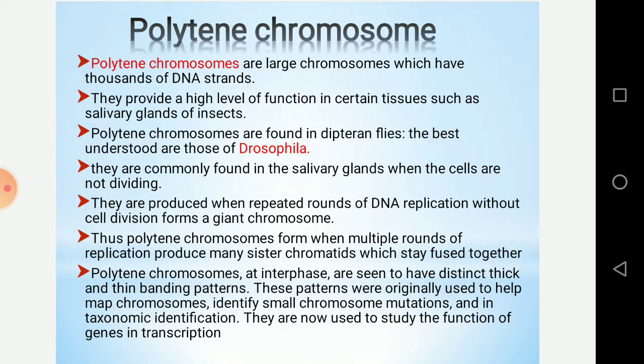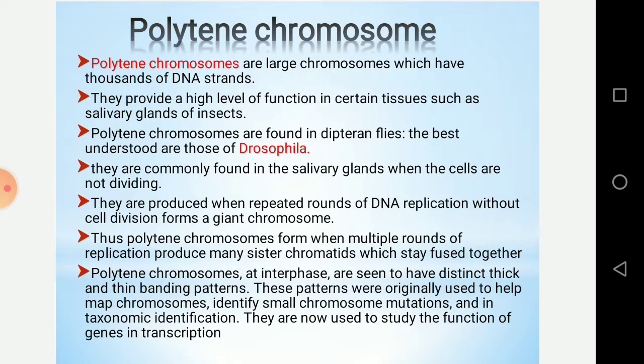Dipterans means flies which have two wings. The best understood are those of Drosophila. Drosophila is the best example where you can see the polytene chromosome. They are commonly found in the salivary gland when the cells are not dividing. They are produced when repeated rounds of DNA replication without cell division form a giant chromosome. So as we have already studied what is meant by replication.